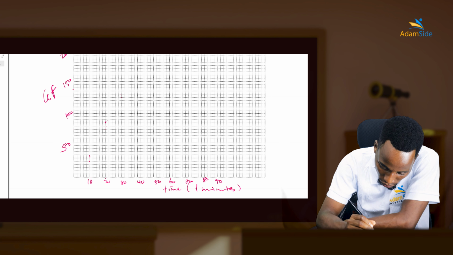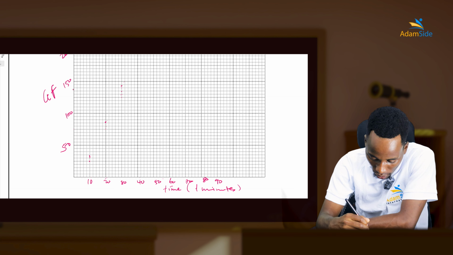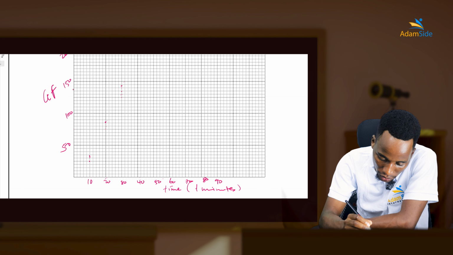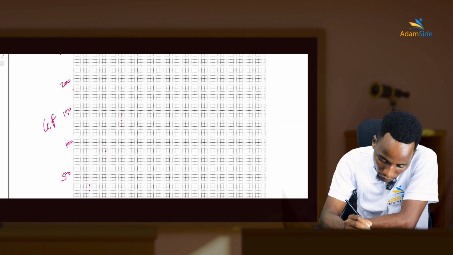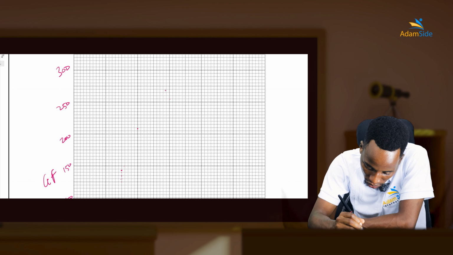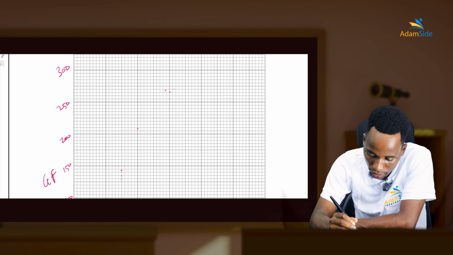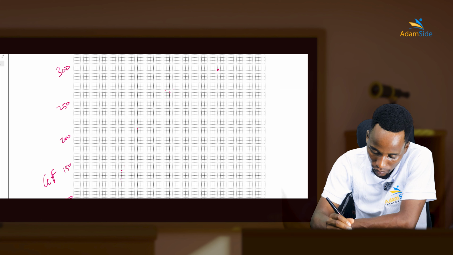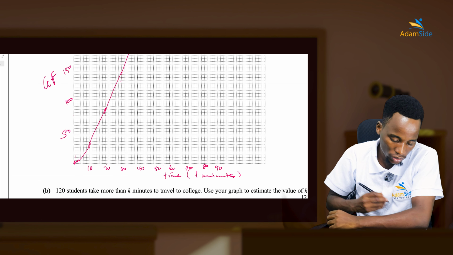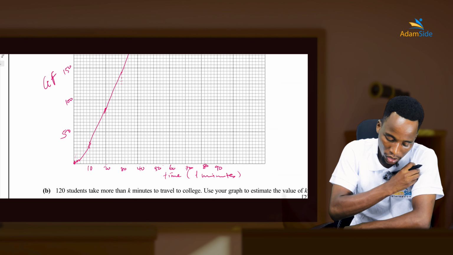For 40, the upper bound is 208, so 208 is here. When it's 60, it's 265, so 265 is here, and the last one is 90 with 300. So it's just here. So if we draw this, it's this way. So now that is our curve.